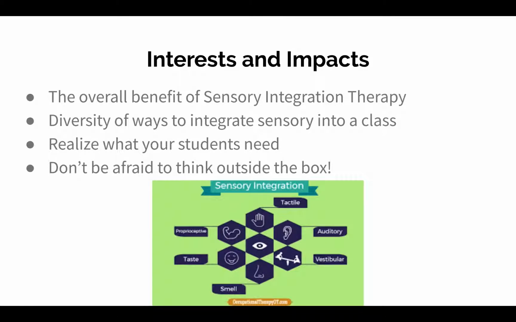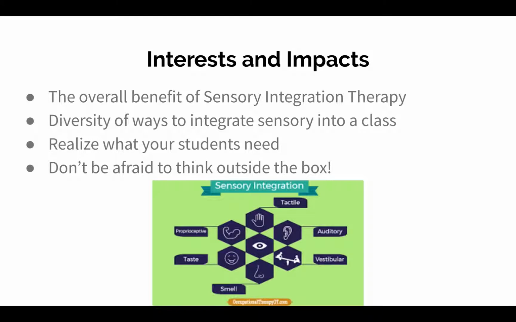So the overall interest and impact of sensory integration, I'm a huge fan of it. We use it a lot at the school I work with. What I really like and what I'm interested in is the diversity and how many different ways you can integrate sensory into a classroom. If a student does have sensory-based needs, there's so many modifications and accommodations that you can actually do for the student to provide ease to their day.